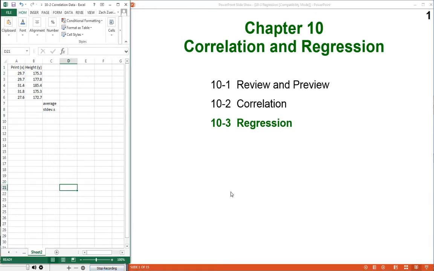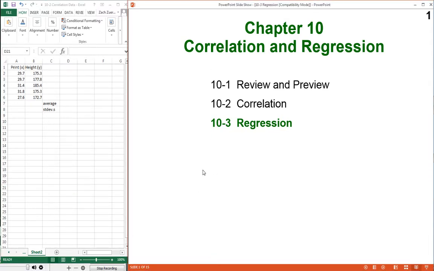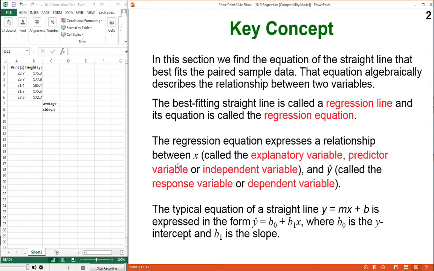Our final section that we're going to look at out of Chapter 10 is regression. When we are talking about regression, we're talking about a straight line to model the relationship between paired data, like the shoe prints and the heights that we looked at in the previous section. We'll work with this a little bit further and then look at a second set of data that gives us slightly more interesting results. But for now, let's start with what we mean by regression.